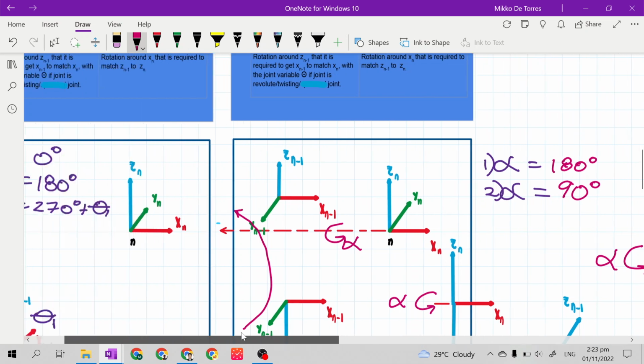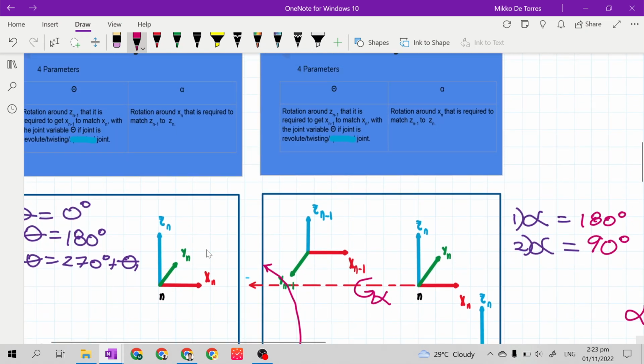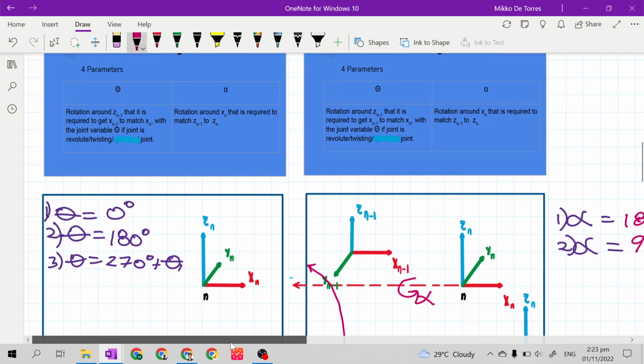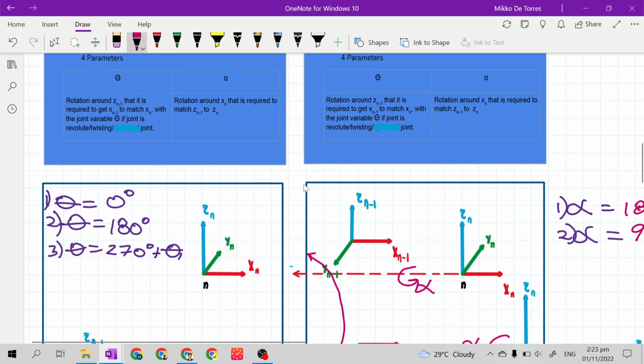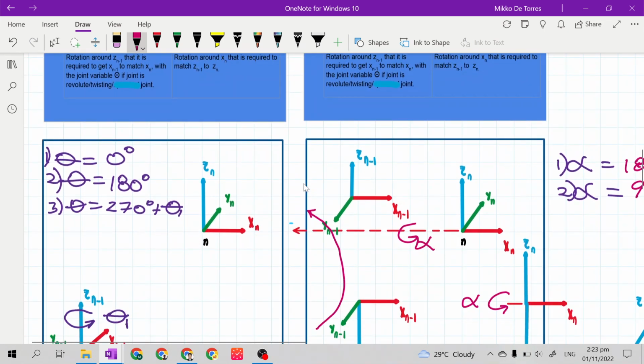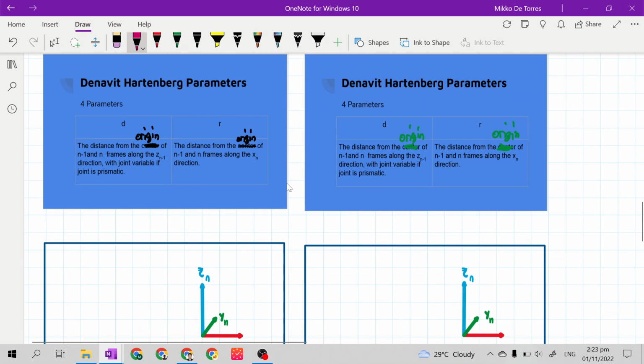Then unlike theta, alpha doesn't need to be added to a given joint variable. Only theta can be added to a joint variable theta. So this is theta and alpha. For further details of how to use this in a mechanical manipulator, I will explain it later.